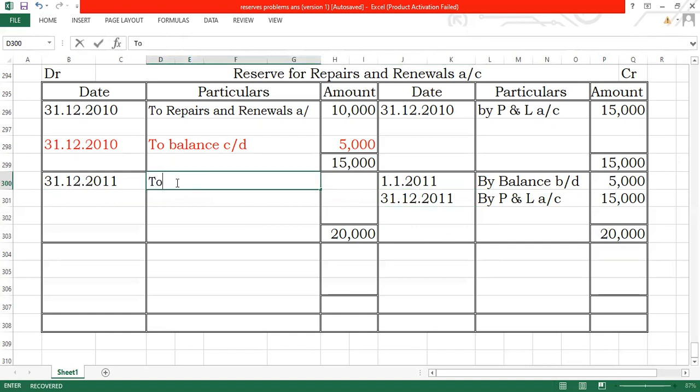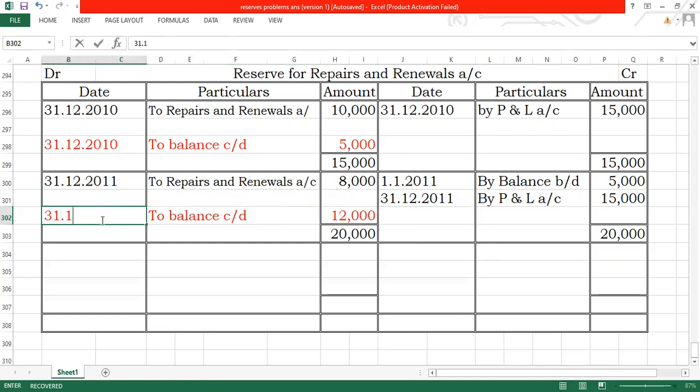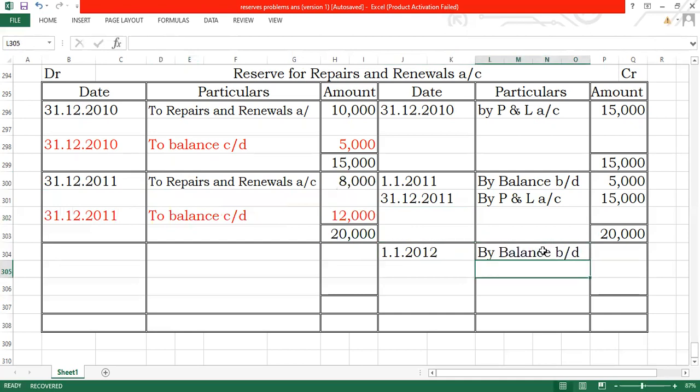So to repairs and renewals, and then the 2011 8,000 rupees. So 12,000 rupees balance. To balance, date 31st 12 2011. So 1/1/2012 by balance, and then 12,000. So year with the fund amount.